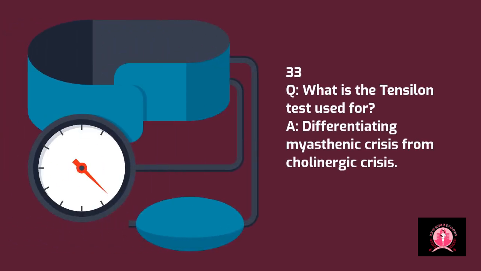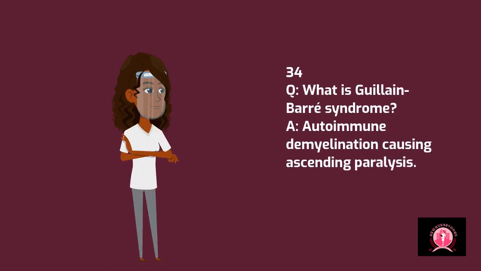33Q. What is the Tensilon test used for? A. Differentiating myasthenic crisis from cholinergic crisis. 34Q. What is Guillain-Barré syndrome? A. Autoimmune demyelination causing ascending paralysis.